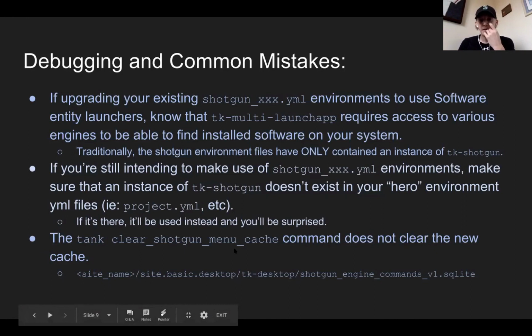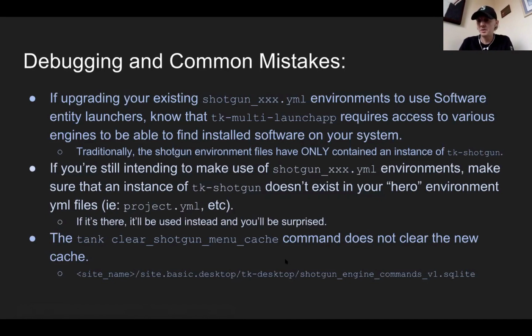And the third item is that the tank clear shotgun menu cache command, which is something that's probably pretty commonly used amongst TDs and admins of Toolkit, doesn't clear the new cache. And the reason for that is the cache is now global to the site and not specific to the project. When the tank command was being used to get commands for browser integration in the previous implementation of the RPC API that the desktop server uses, everything was per project. So the caches were built and baked into the config that was set up for that project. Now everything is stored in a single SQLite cache for your site.